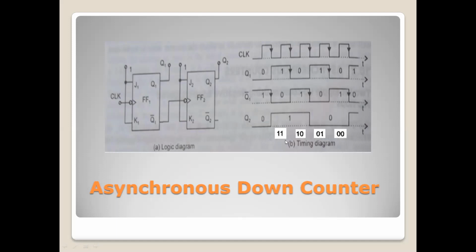So we can count the counts of the counter, Q2, Q1. Q2 is 1, Q1 is 1. So 1, 1. Here Q2 is 1, Q1 is 0. So we can write 1, 0. Here Q2 is 0, Q1 is 1. We can write 0, 1. Here Q2 is 0 and Q1 also 0. So we can write 0, 0. So this is the down counter: 1 1, 1 0, 0 1, 0 0. This is how the asynchronous down counter works.